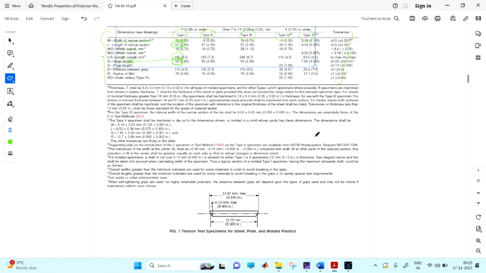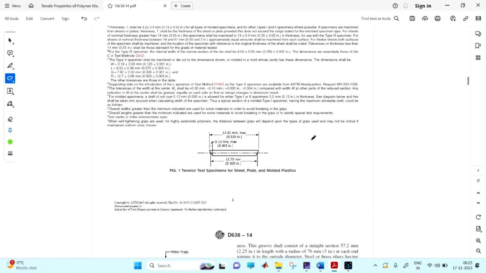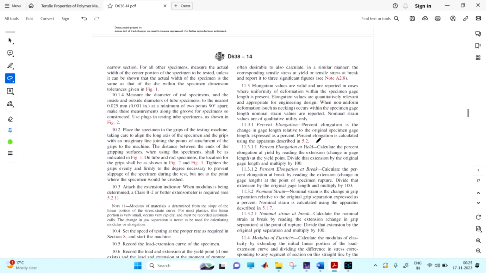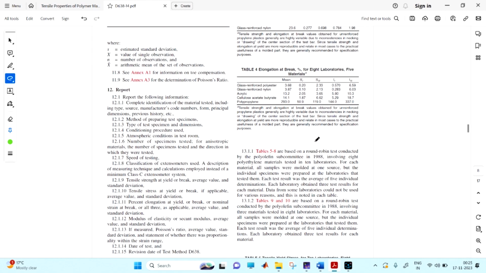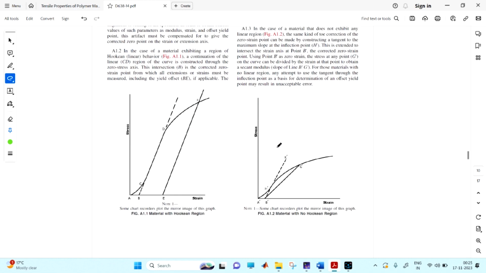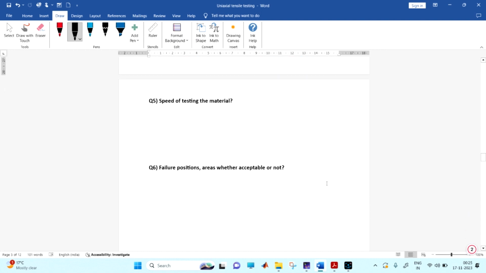So you should know which ASTM you have to use. For metallic material like aluminum, the ASTM is different. They will tell you the failure reason, everything. The procedure, how we calculate the stress, strain, how to measure the stress, how to measure the E values, they will tell you the whole thing. And after that, what is the speed of testing the material? That is one of the important things, and you will get it directly from the ASTM.